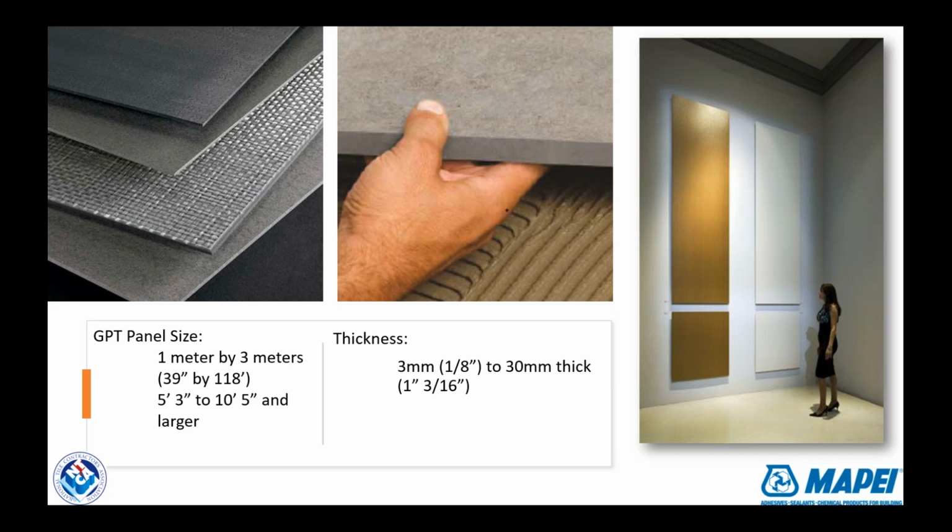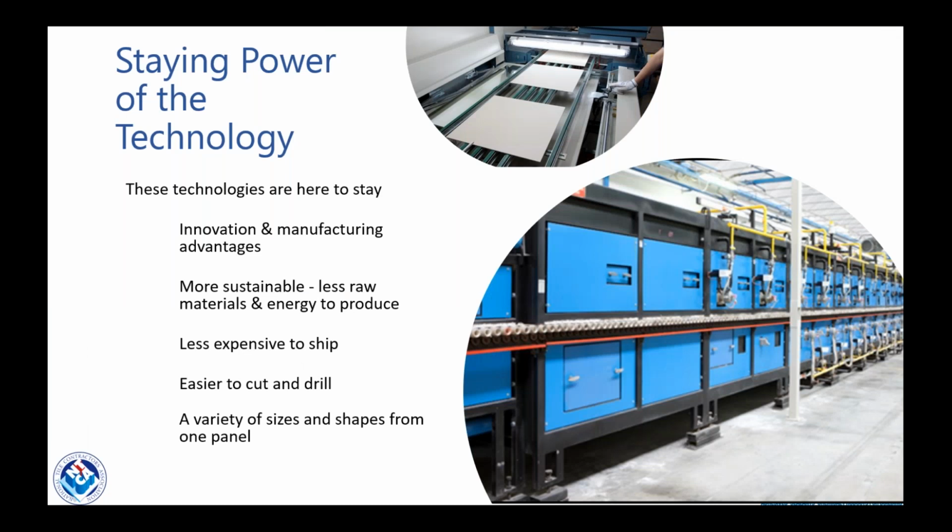So gauge porcelain tile sizes are anywhere from 1 meter by 3 meters, or 5'3" by 10'5", 1,000 millimeters. And as I said, thickness is anywhere from 3 millimeters to 30. So thin to thick. As a matter of fact, TCNA has recently announced that they have been working on a thick gauge porcelain tile standard as well. So that hopefully will go into publication soon. We're going to focus more on the thinner stuff because that's more common today.